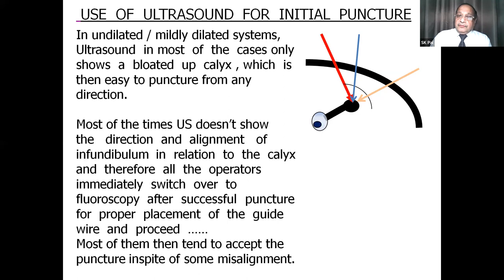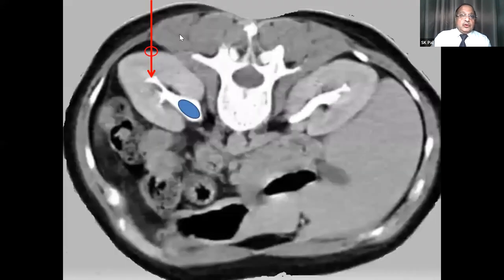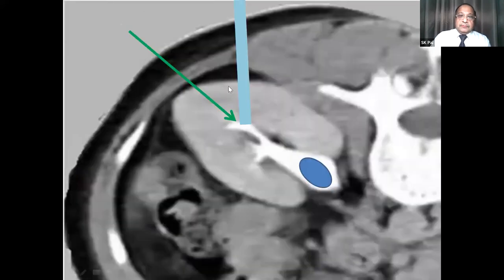So, once you have punctured, most operators, once they get the fluid, switch over to the fluoroscopic image, and then they tend to accept the puncture in spite of some misalignment. So you have punctured under ultrasound guidance at a right angle, and now you have to remove this stone. In the process of passing a nephroscope, you will try to tilt and come inside, and this area cannot be moved. So the kidney will be lifted up, because the kidney is a mobile organ. And when you come through this Amplatz sheath inside and go in this direction, some tear may happen here, some tear over here, and it may cause bleeding.